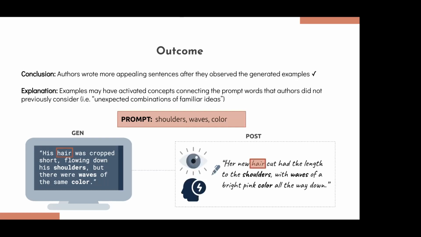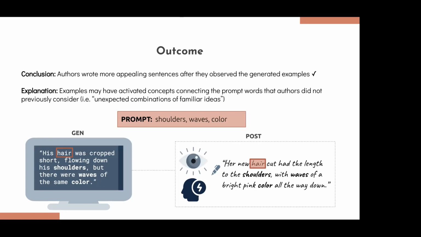The author observed that, and in the post sentence they wrote after seeing this, they mentioned this conceptual dimension of hair: "Her new haircut had the length to the shoulders with waves of a bright pink color all the way down." I'm not showing the pre-sentence, but that did not have any reference to hair. So we can speculate that perhaps the effect of the generated example was that it activated this concept that connects the prompt words. Like, oh, hair is something that would be relevant to all of these prompt words, so I can write a sentence pertaining to that.